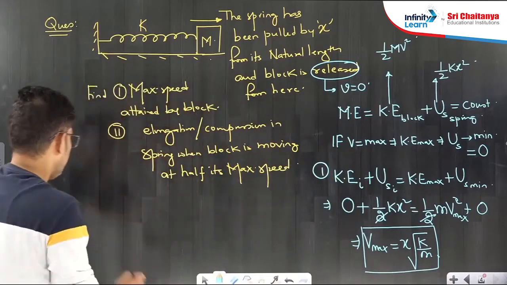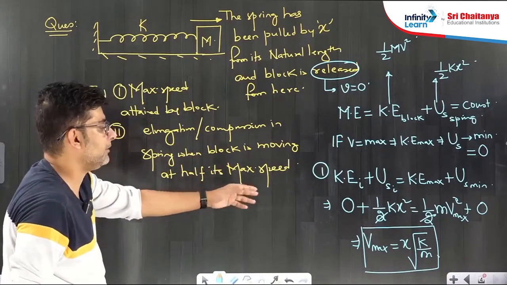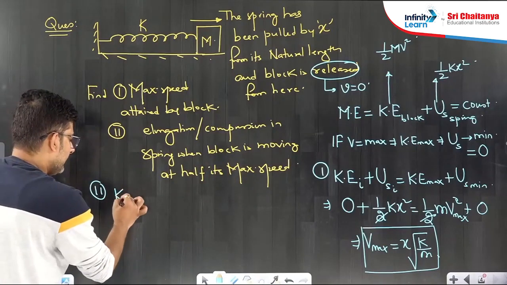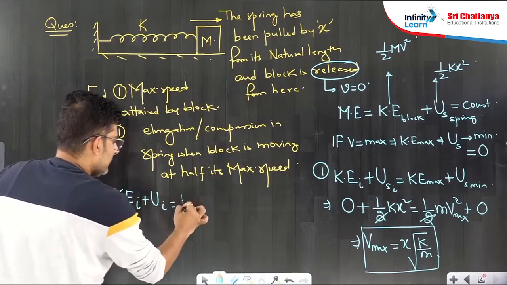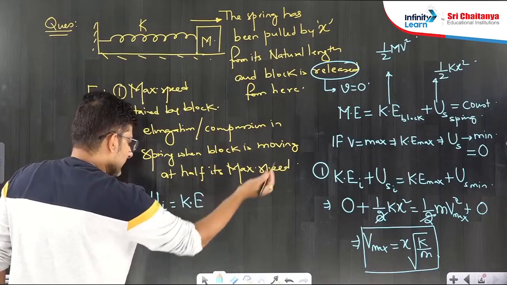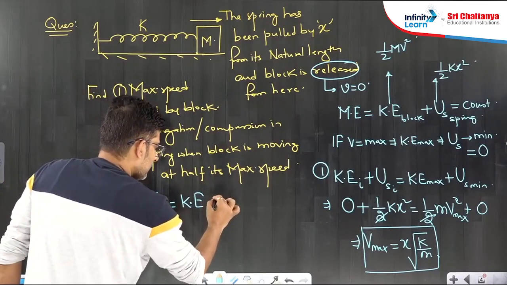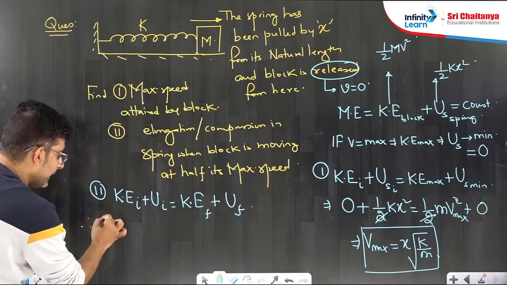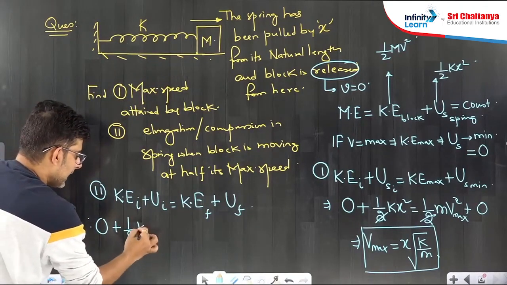And the last, second part, they are asking, when the block is moving at half its maximum speed, what is the potential energy? So again we can use this. Initial kinetic energy plus initial potential energy is equal to, suppose I see at any instant, KE final plus U final. Again, initial kinetic energy during release was 0. Initial potential energy was half kx square.